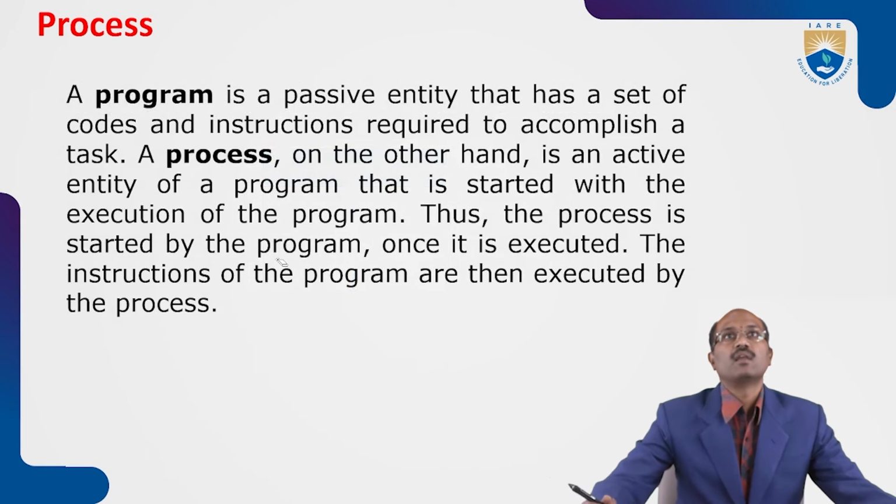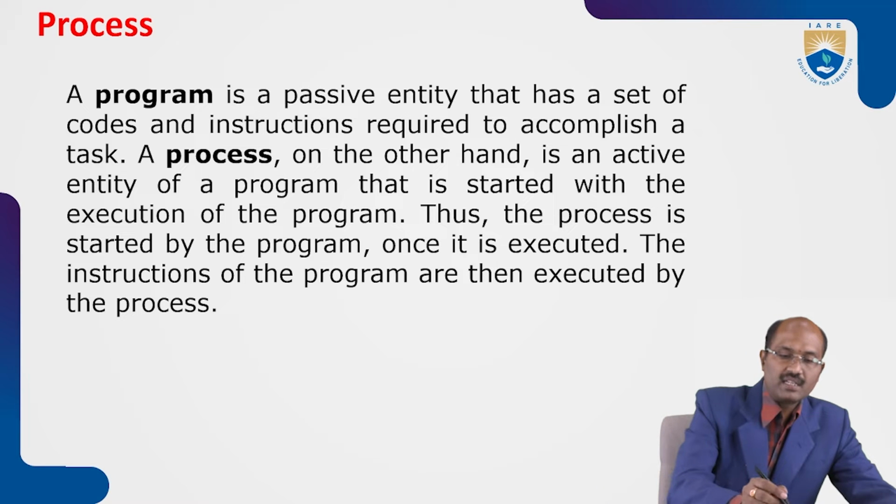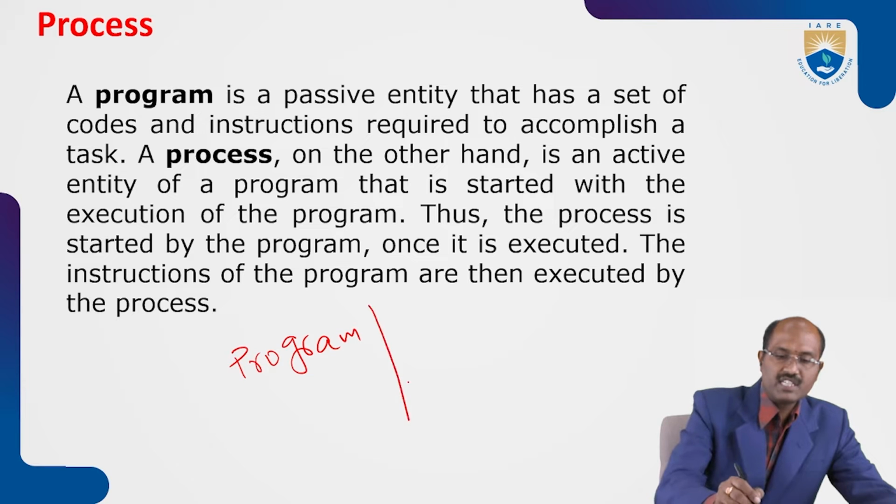Next slide. Now coming to a program. A program is a passive entity that has a set of codes and instructions required to accomplish a task. A process, on the other hand, is an active entity that starts with the execution of a program. Thus, the process is started by the program. Once it is executed, the instructions of the program are executed by the process. This slide explains the main difference between a program and a process.